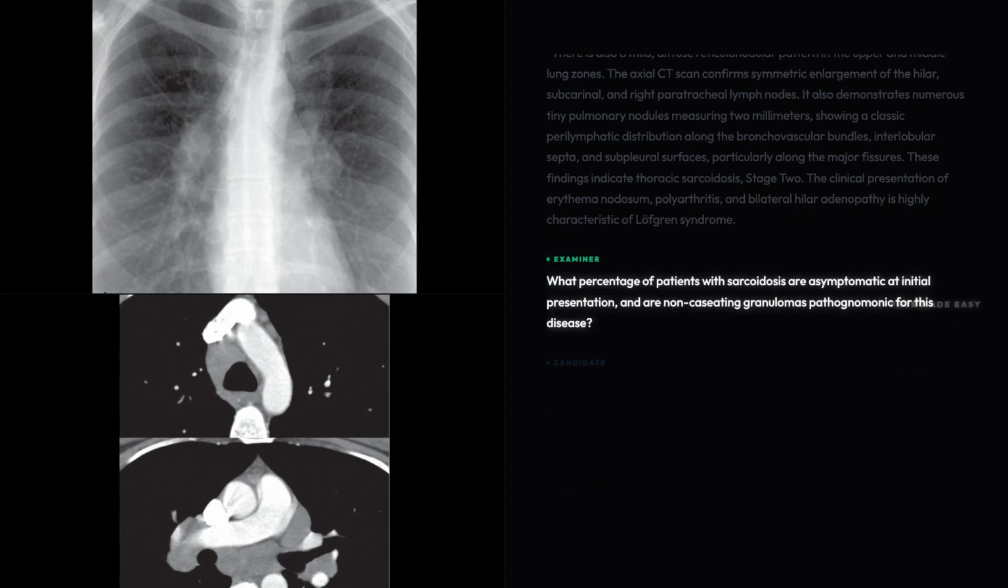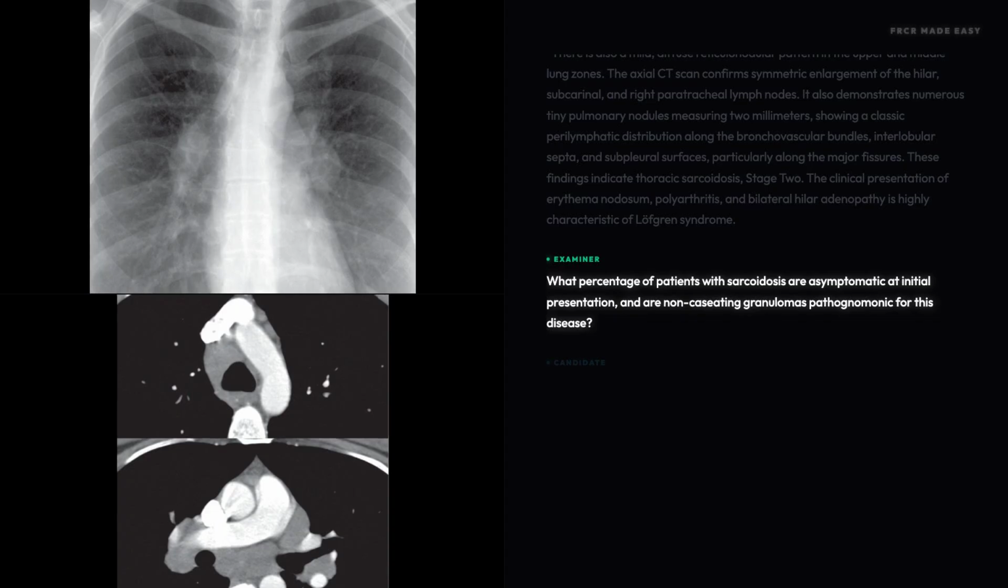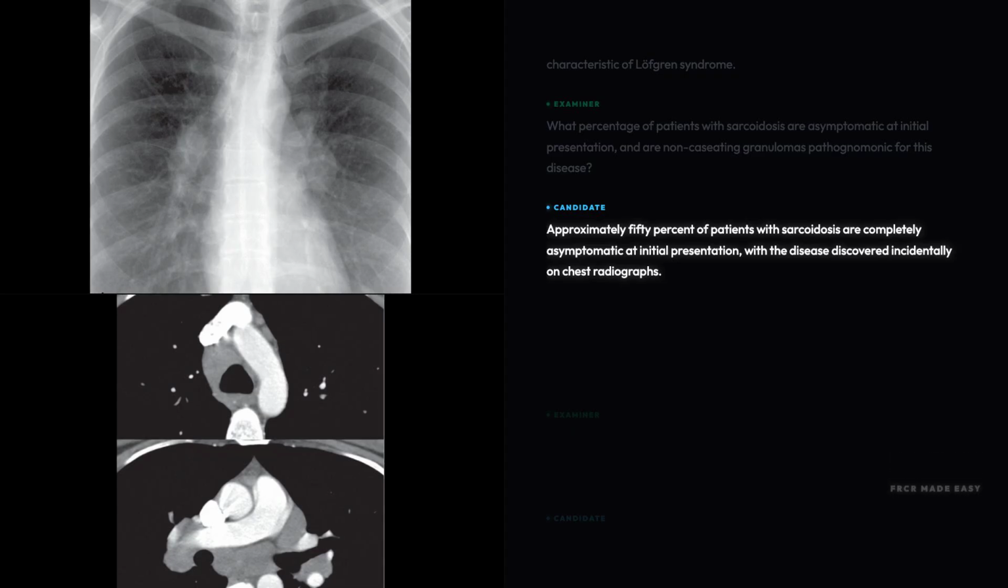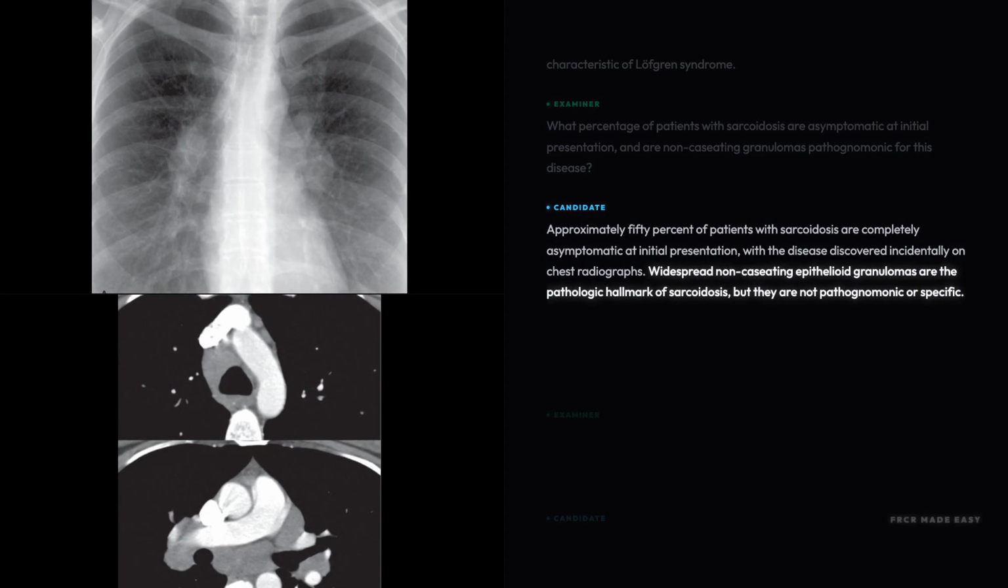What percentage of patients with sarcoidosis are asymptomatic at initial presentation? And are non-caseating granulomas pathognomonic for this disease? Approximately 50% of patients with sarcoidosis are completely asymptomatic at initial presentation, with the disease discovered incidentally on chest radiographs.